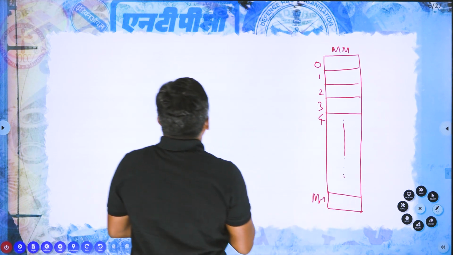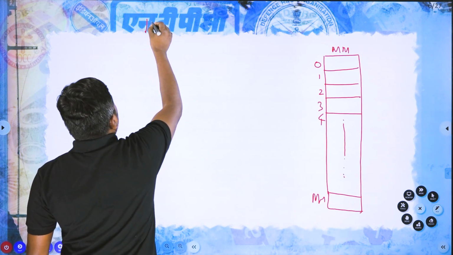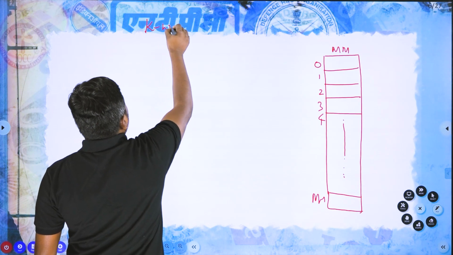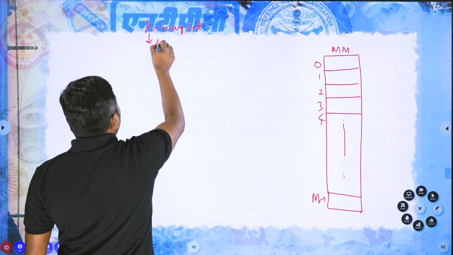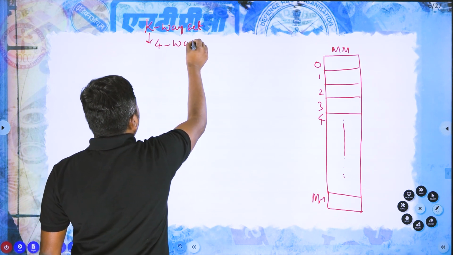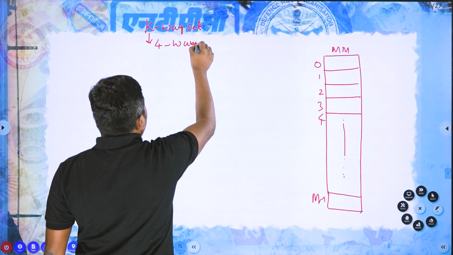So we use k-way set association. They mentioned it's k-way set. Let me use a 4-way set association as the example. Are you getting my point?